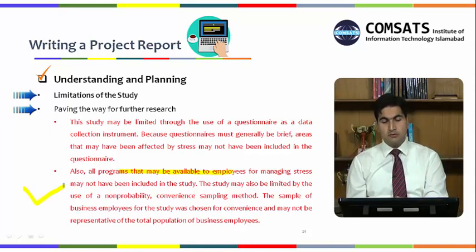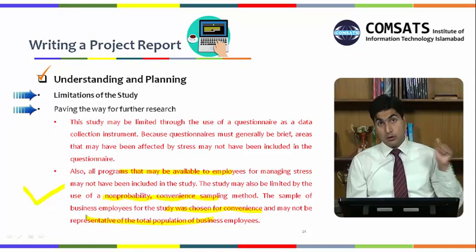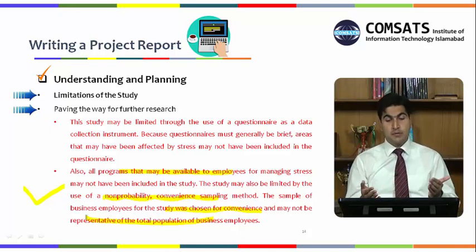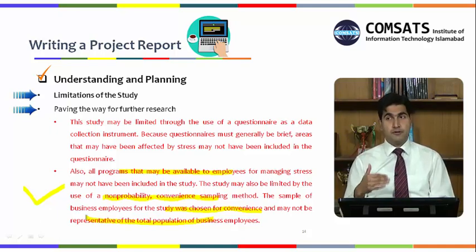Moving ahead, the study was also limited to the use of non-probability convenience sampling. The sample was chosen for convenience and may not be representative of the total population. Again, the same point. Think of that scope that I talked about. So this one is also related. These things are interrelated and can be a bit confusing, but you have to clearly draw a line between the way you write this and this. So the pointer is you have to mention all the limitations, which paves the way for further research and further study as well.